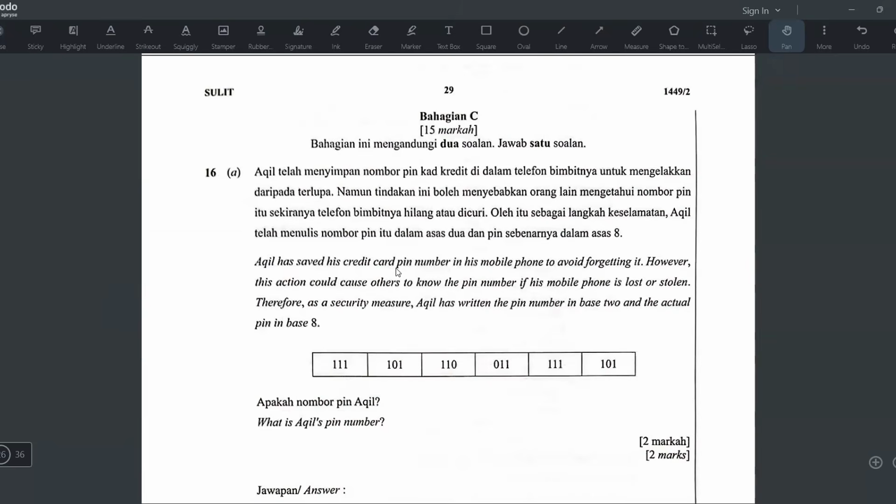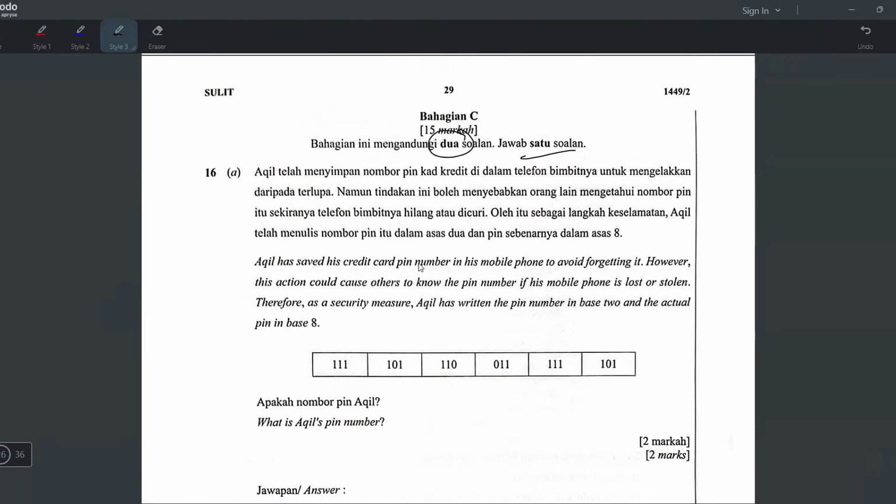Okay, sekarang kita masuk bahagian C. Okay, so bahagian C is like a very long question lah. Yeah, it's worth 15 marks. And then they will mix all the chapters. Okay, they say mengandungi dua soalan jawab satu, but I will jawab both the question in this video. Alright, so let's start with 16.